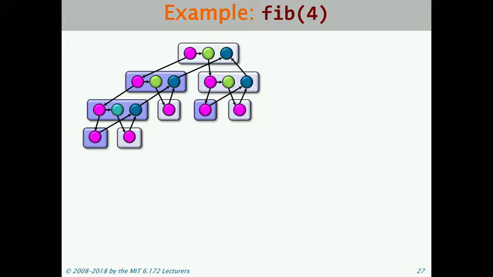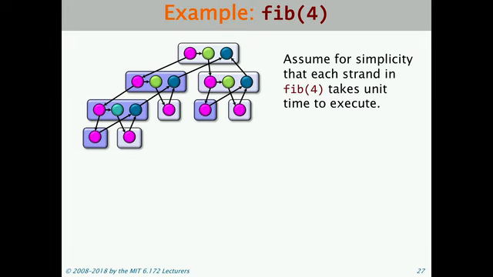OK, so now we can go back to our Fibonacci example. And we can also analyze the work and the span of this and compute the maximum parallelism. So again, for simplicity, let's assume that each of these strands takes unit time to execute. Again, in practice, it's not necessarily true, but for simplicity, let's just assume that. So what's the work of this computation? 17, right. So the work is just the number of nodes you have in this graph, and you can just count that up and you get 17.